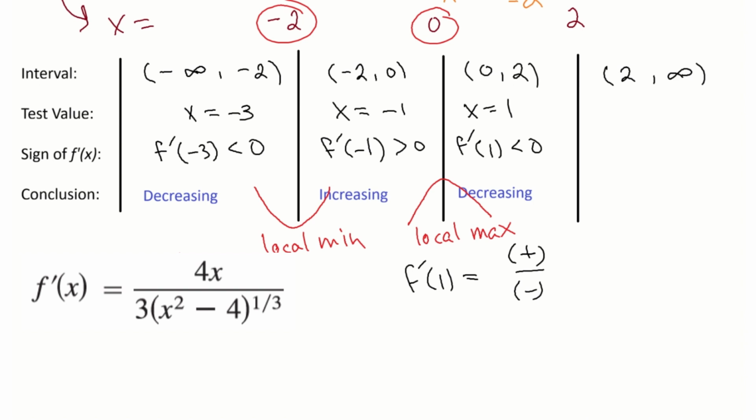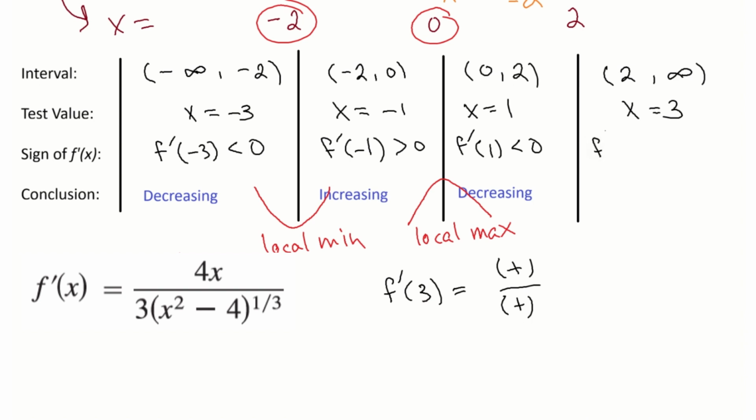Finally, let's check the interval to the right of 2. Let's pick x equals 3. What's f prime of 3? Is the derivative positive or negative? F prime of 3, the top is positive, and the bottom is also positive. In other words, f prime is greater than 0, and our function is increasing on that interval. So that means at x equals 2, we have a local minimum, because the derivative changes from negative to positive.